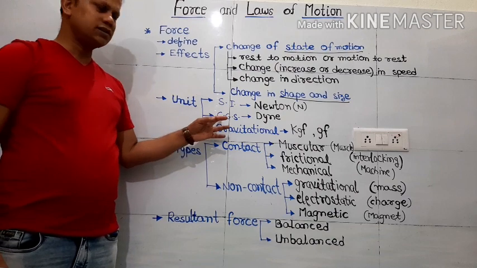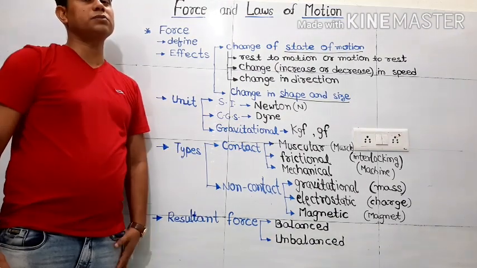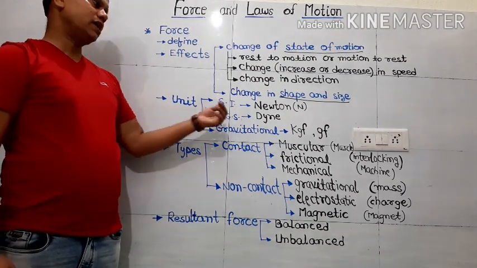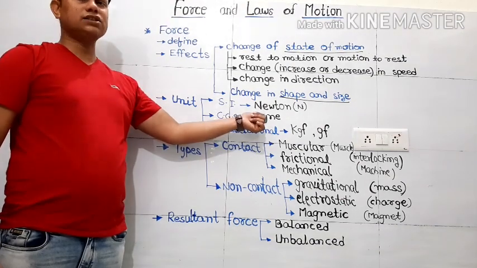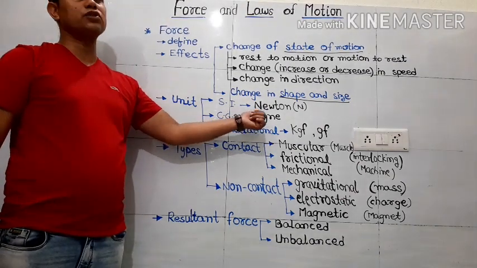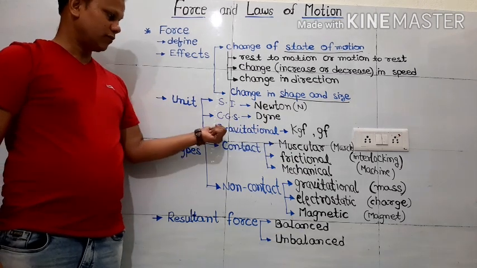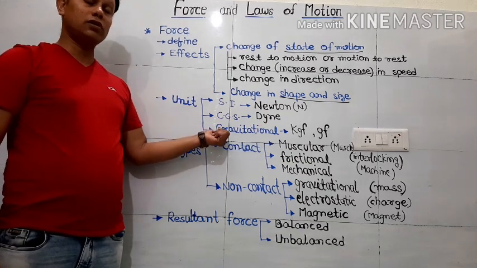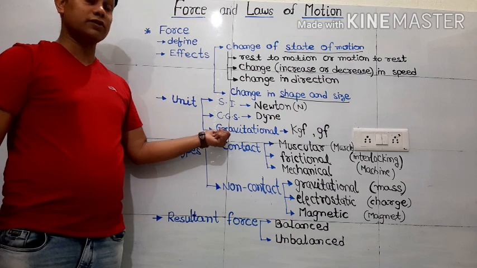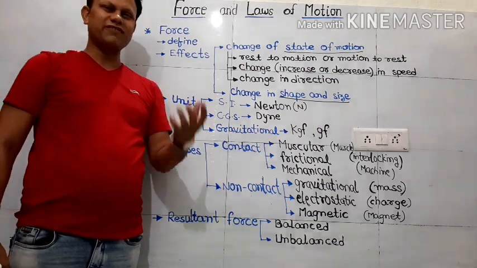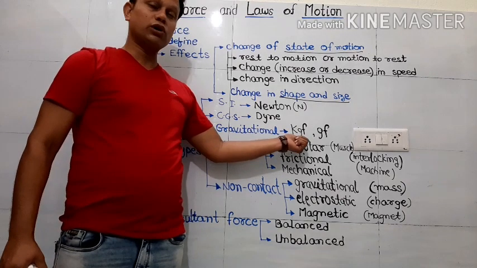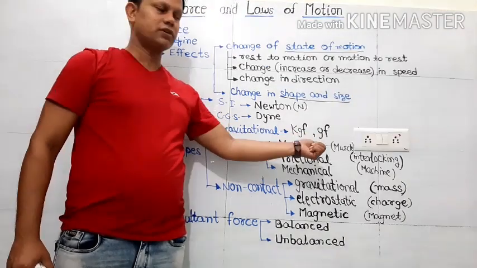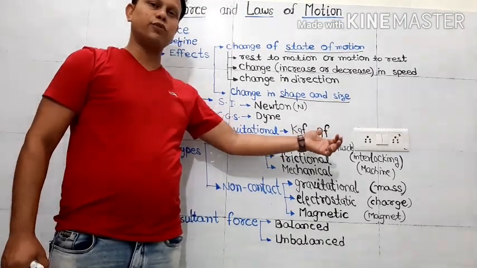The other system is the CGS system, which we call the centimeter gram second system. There we use a unit called dyne. Then another type of unit is the gravitational unit. Gravitational unit means that gravitational force is responsible for it. So generally we go for kilogram force, that is kgf, or gram force, that is gf.